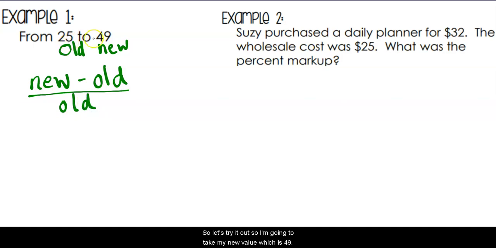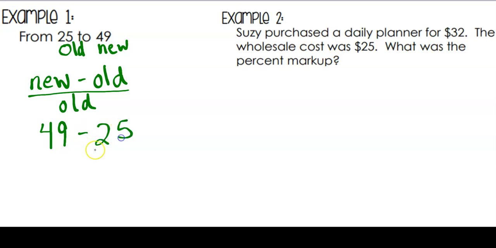So let's try it out. So I'm going to take my new value, which is 49. So that's what the change went to, and the change came from 25. I'm going to divide that by the original or the old value, what it started out with, because we're changing. You're going from one to another, so you're calculating the percent change. So I'm going to put a 25 on the bottom.